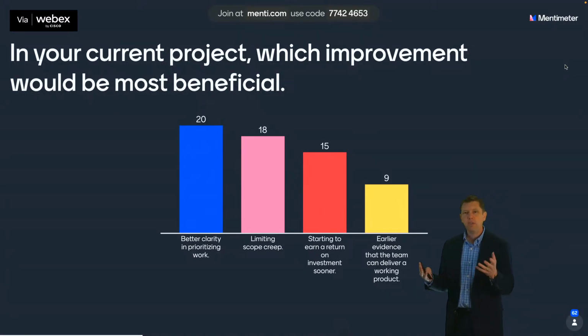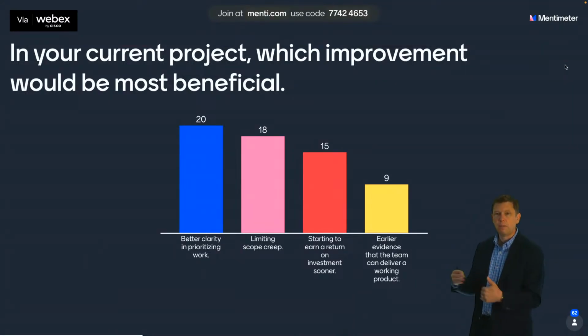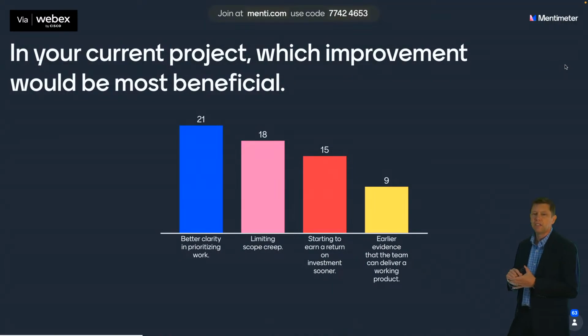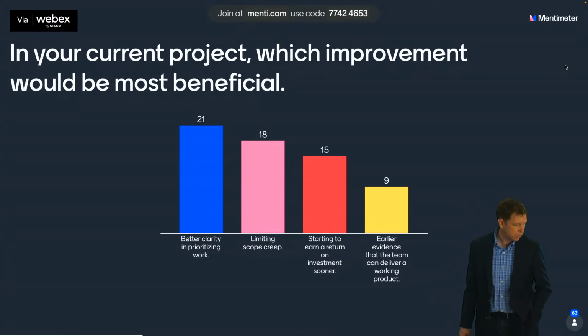Limiting scope creep. If you've got the customers and the business and the developers and everybody really focused on how they're going to deliver the minimally viable version of this, it's a lot easier to limit the scope because everybody's trying to do the same thing. It's a lot easier to start earning a return on investment sooner if everybody's really focused on what it takes to get an MVP through to production. And it's a lot easier to get earlier evidence that the team can deliver a working product because they're very, very focused on how do we get something workable that a user can actually use and get it into people's hands.